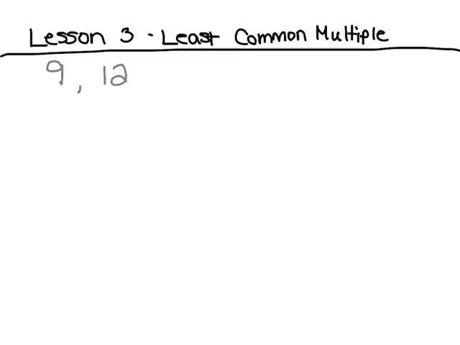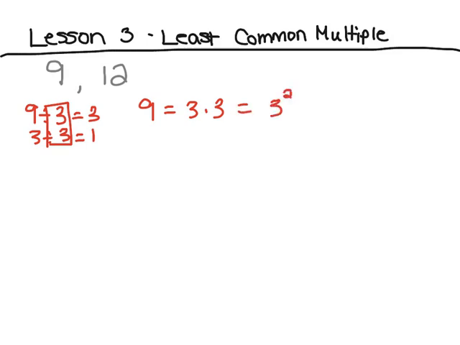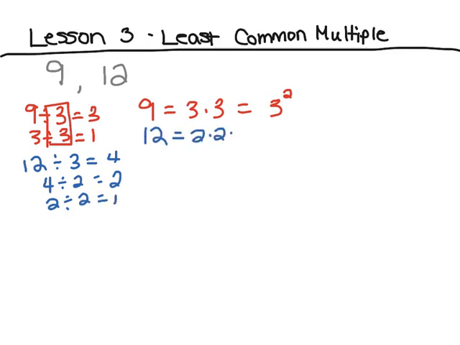The other way that you can do this is by prime factorization. So we're going to find the prime factorization of the following numbers. So 9 divided by 3 is 3, and 3 divided by 3 is 1. So 9 is equal to 3 times 3. Now when you do least common multiple, you want to put it into exponent form, so 3 squared. 12 divided by 3 is 4. 4 divided by 2 is 2. And 2 divided by 2 is 1. So 12 is equal to 2 times 2 times 3. So it's 2 squared times 3.